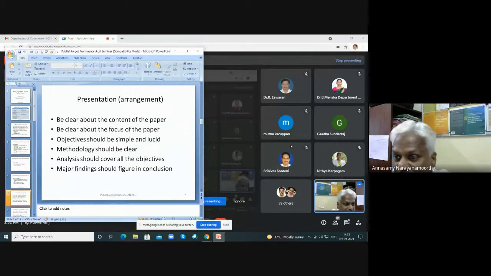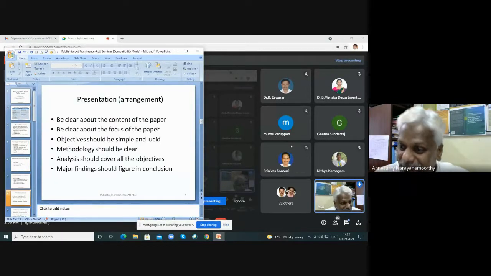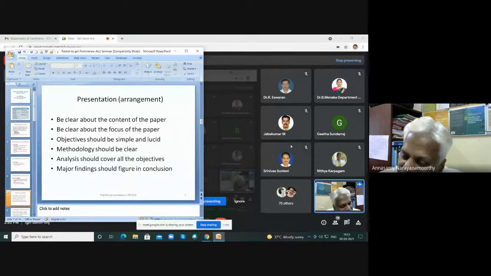You know one thing? In the reviewing system, all journals will not send the paper immediately to the reviewer. They have in-house reviewing also. The first stage is when you send a paper, the associate editor or editor will see whether this is eligible to send for review. First screening.